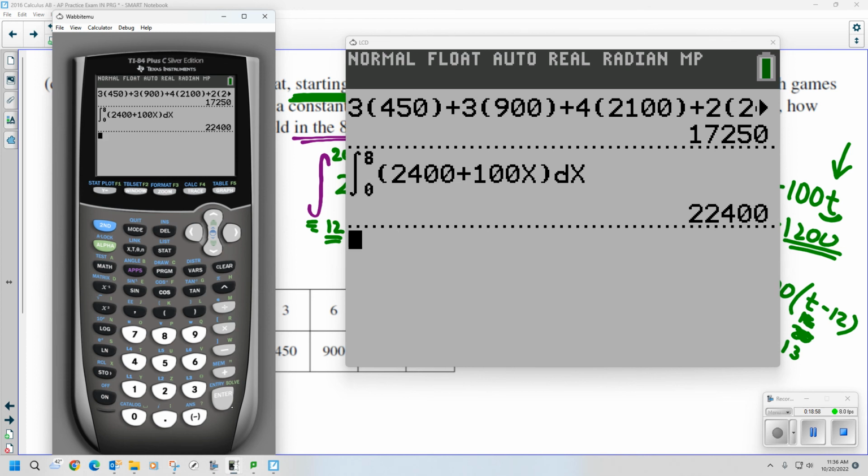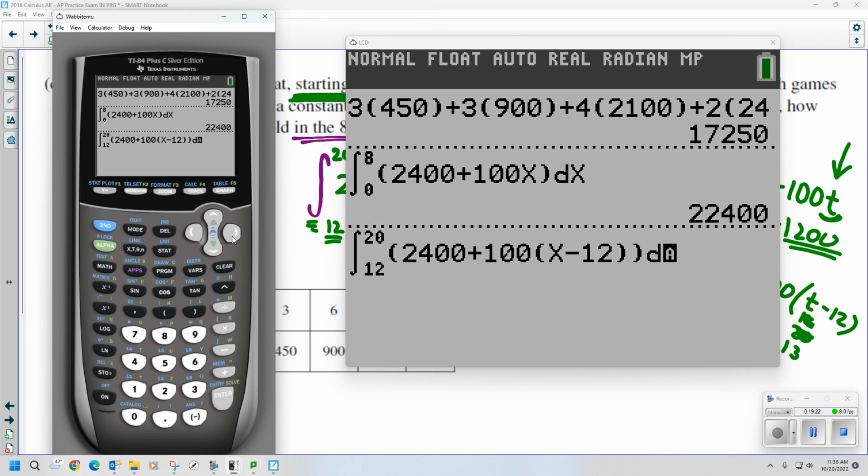Okay? Now, what if I come up here and I hit enter because I'm a little bit on the lazy side, and I change my bounds? I change my bounds from 12 to 20. So the lower bound is 12, but remember, I need to change this. Now it's x minus 12. So you can do it either way, but you need to make sure your expression matches.